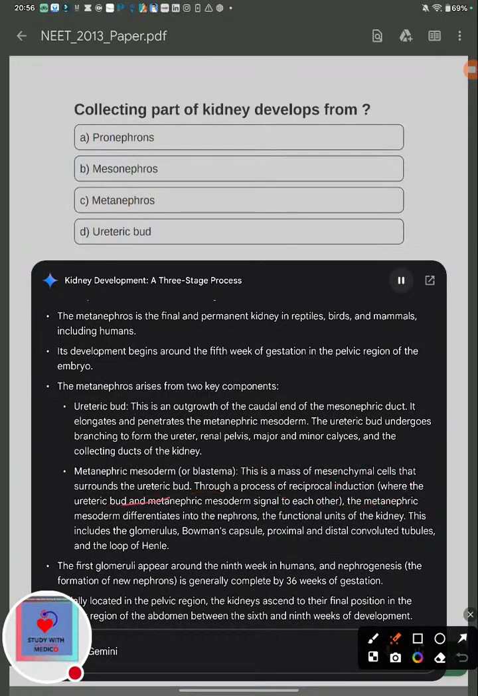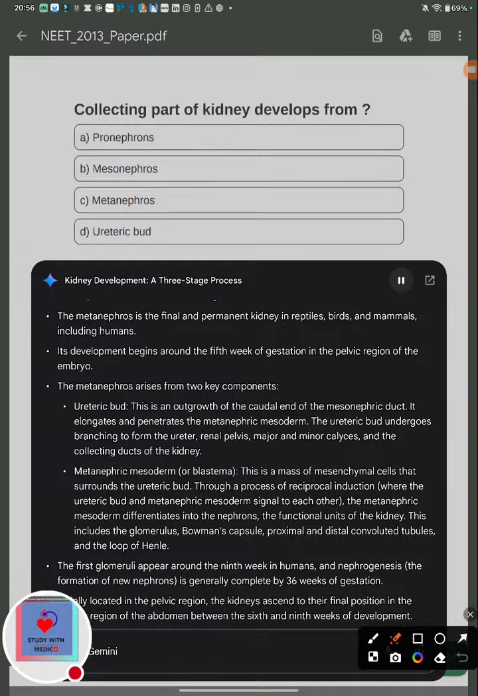This is a mass of mesenchymal cells that surrounds the ureteric bud. Through a process of reciprocal induction, where the ureteric bud and metanephric mesoderm signal to each other, the metanephric mesoderm differentiates into the nephron, the functional units of the kidney. This includes the glomerulus, Bowman's capsule, proximal and distal convoluted tubule, and the loop of Henle. The first glomeruli appear around the 9th week in humans, and nephrogenesis, the formation of new nephrons, is generally complete by 36 weeks of gestation. Initially located in the pelvic region, the kidneys ascend to their final position in the lumbar region of the abdomen between the 6th and 9th weeks of development.